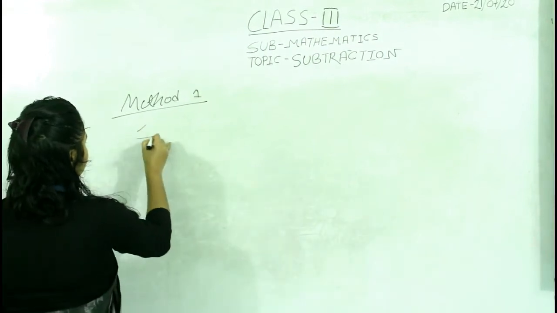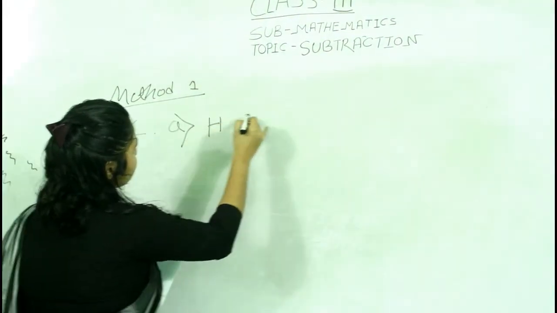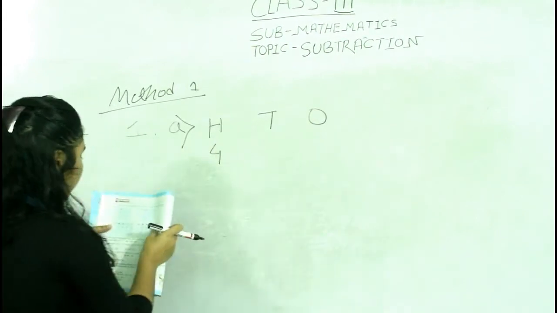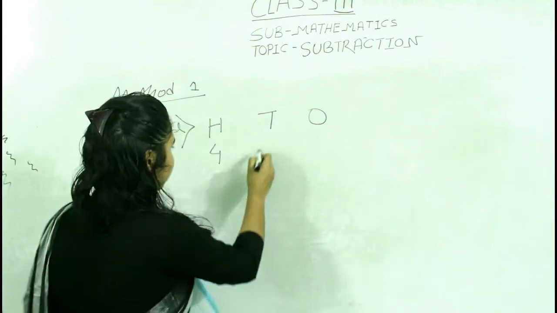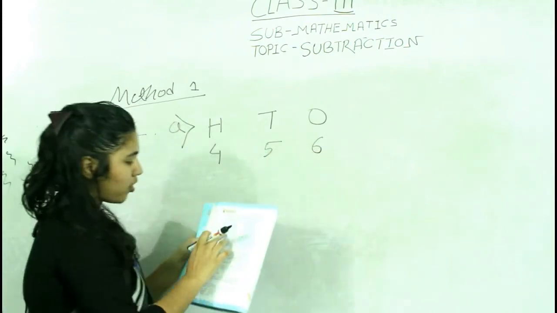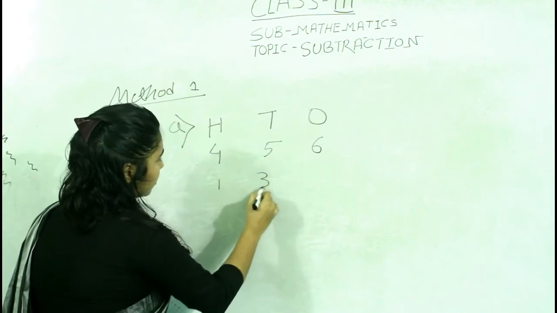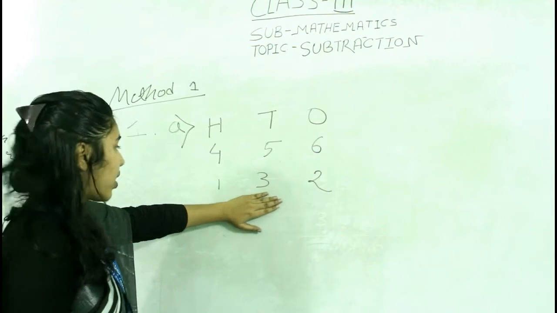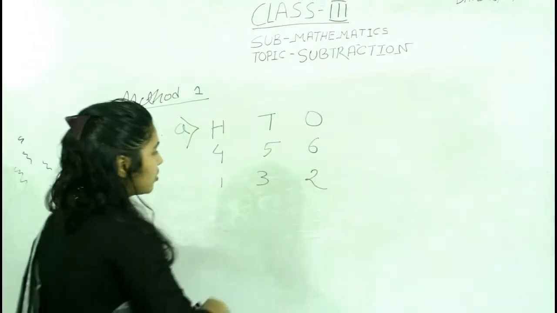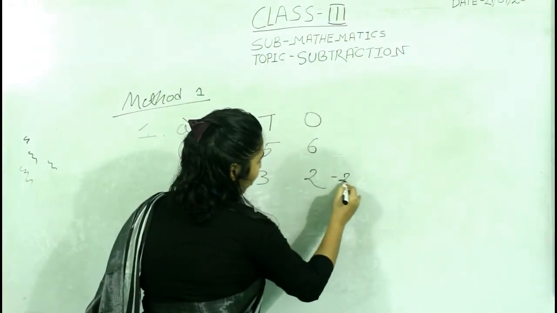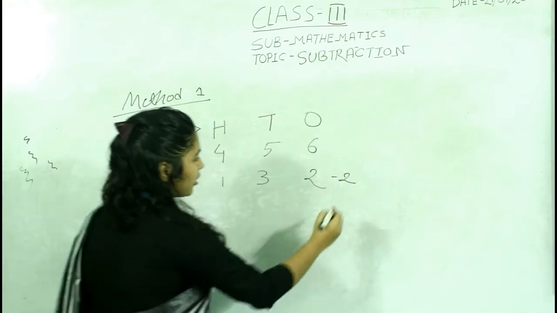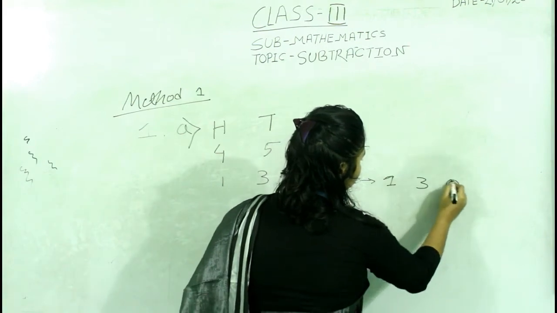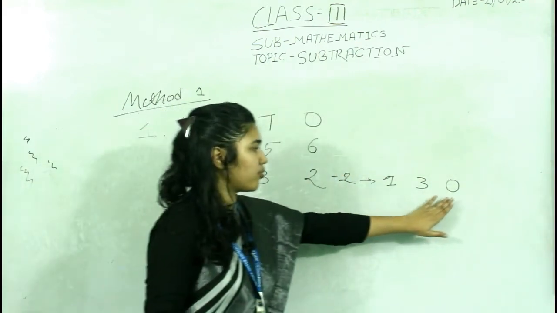Now come to your exercise 3.4, which is on page number 50. So take the first example, hundreds place, tens place, ones place. Here the bigger number is 456 and the smaller number is 132. Now look at this number, this is 132. So subtract 2 from 132. It will give us 130.